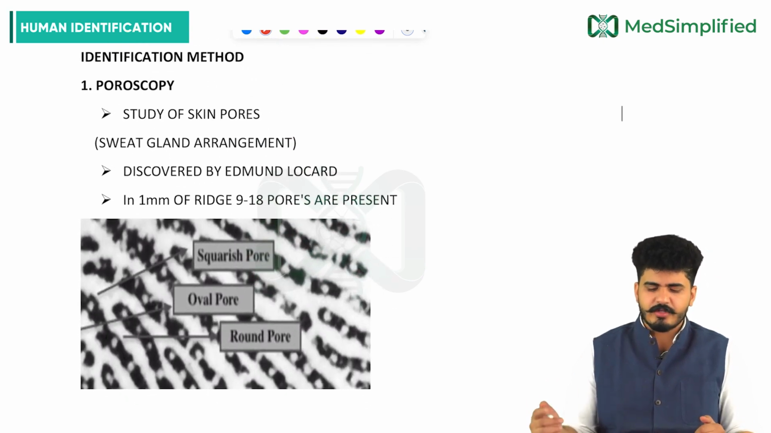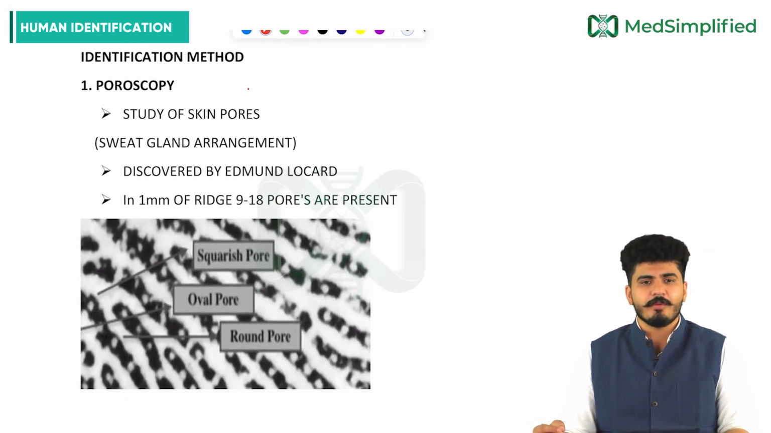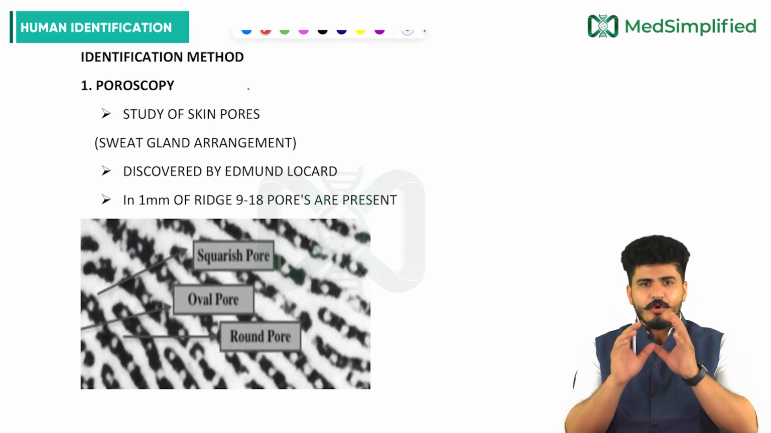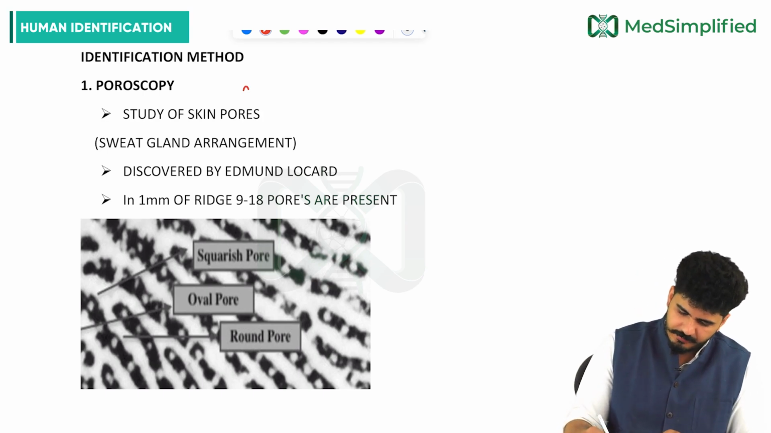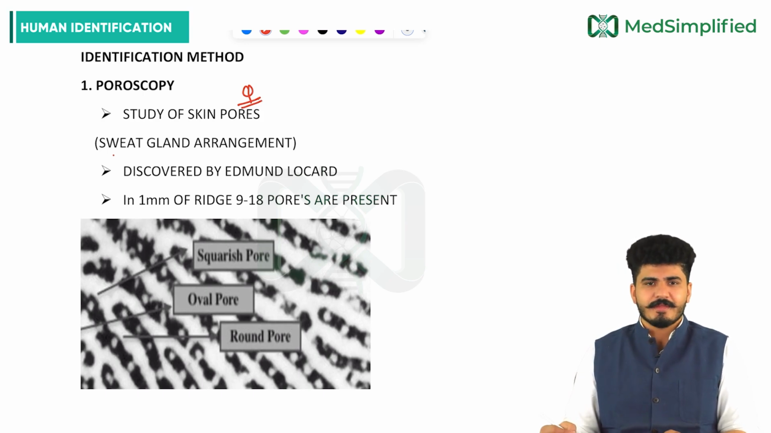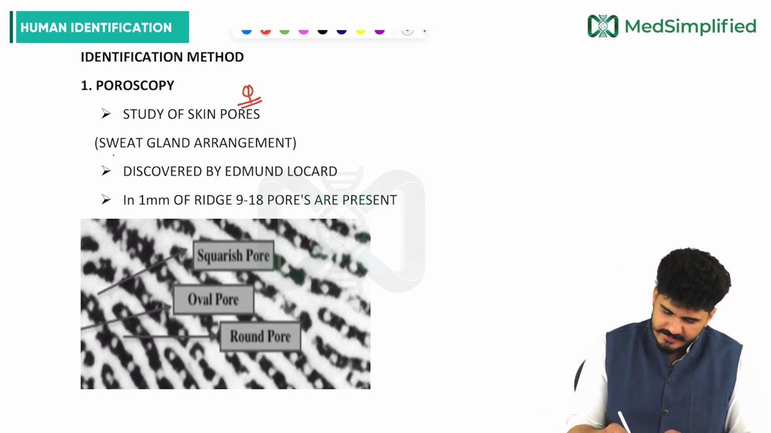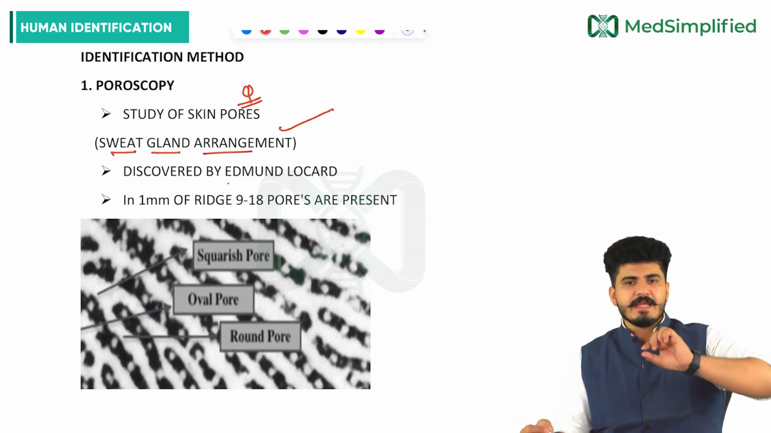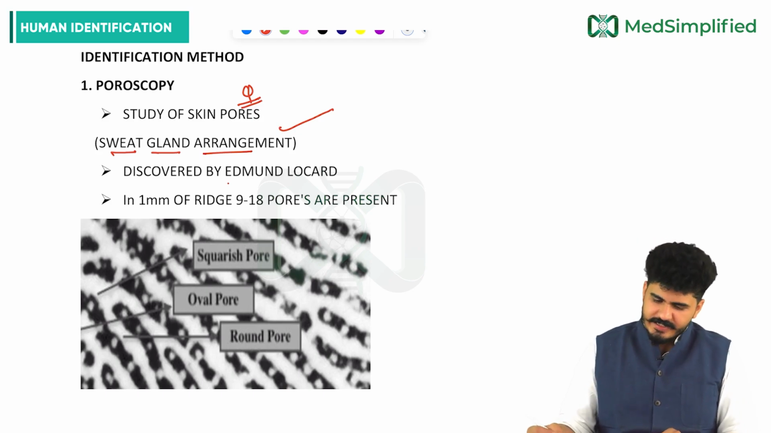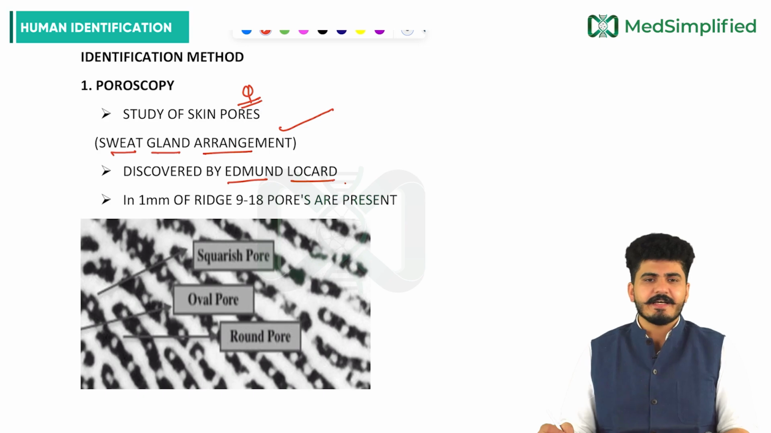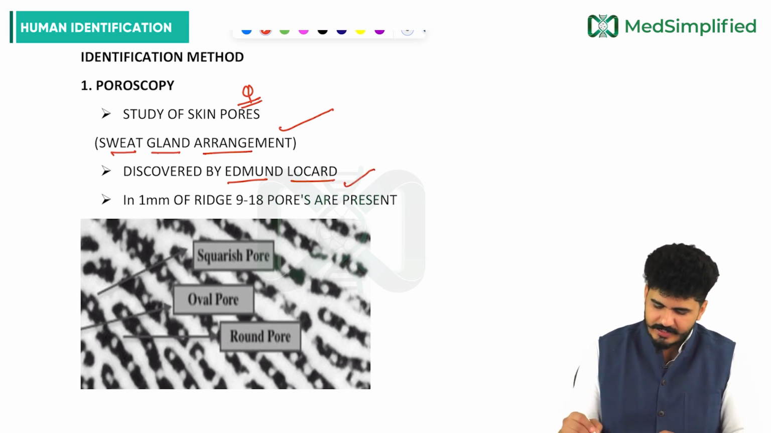The number one method is called poroscopy. Poroscopy means the study of skin pores. Sweat glands are arranged in the pores. The discovery was done by Edmund Locard, and in 1 mm of the ridge, 9 to 18 pores are present.